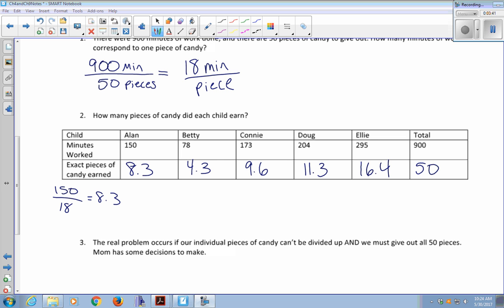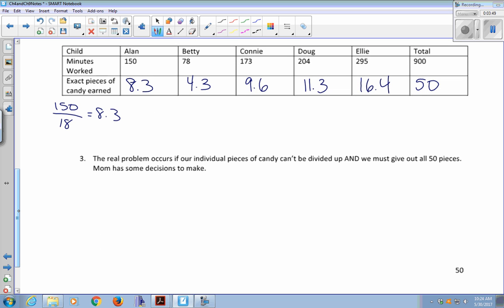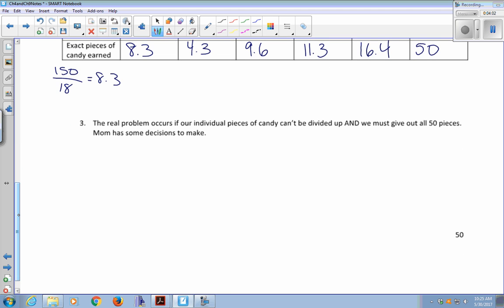Like, these are pieces of hard candy. She can't give a third of a piece. Okay, so she has to decide how many she's going to give based on the fact that Alan earned 8.3. Does she give him only 8? Does she give him 9? Does she give everybody the lower number and then she eats the leftovers? Maybe. So let's see.